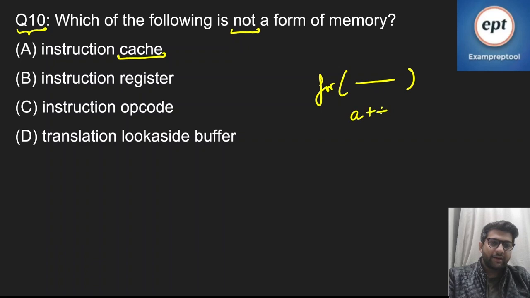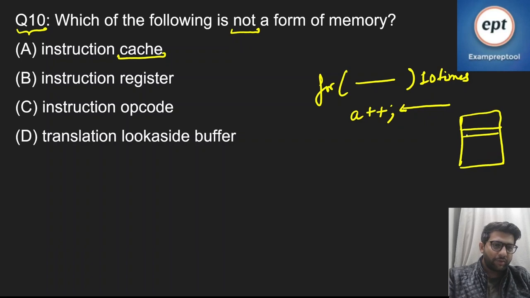Let's say which increments A, right? And this for loop runs for 10 times. Now we know that this particular instruction will be accessed 10 times, right? And now if we access this instruction from the memory, for 10 different times, it will take a lot of time. That is why a CPU has two types of cache, a data cache, and an instruction cache.